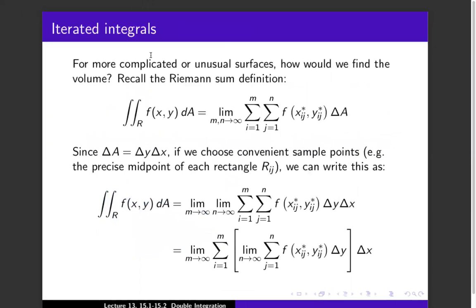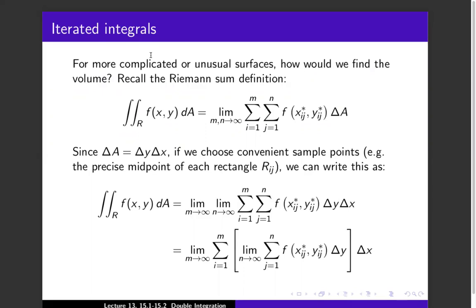But that's a relatively simple example. In general, we're going to be looking at some much more interesting kinds of surfaces and different, more interesting kinds of functions. So how do we actually calculate this thing? Well, think back to what our Riemann sum definition is. If we're choosing the right sample points, you can write this a little more creatively.